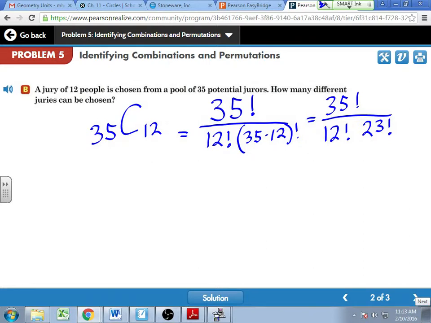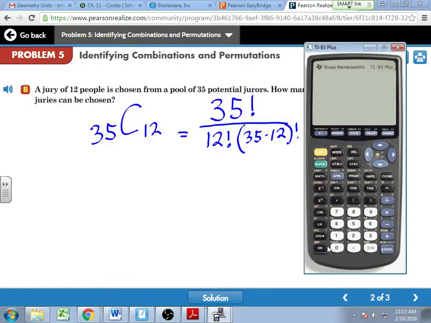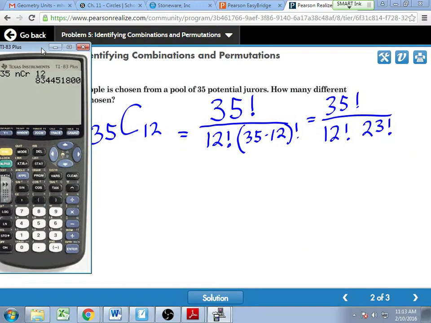But then again, guys, let's use our technology to our advantage. If I want to solve this using my TI, all I have to do is type in my 35, go to Math, Probability menu, down to combination, and then choose 12. We get a giant number. Is that million? Yeah. 834,451,800.